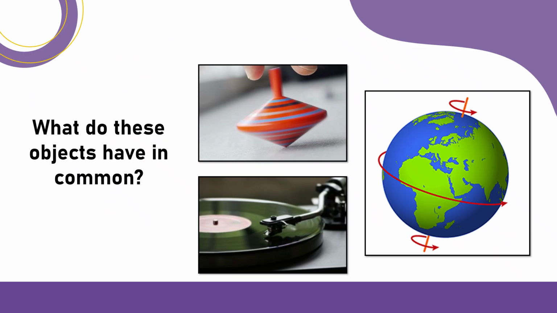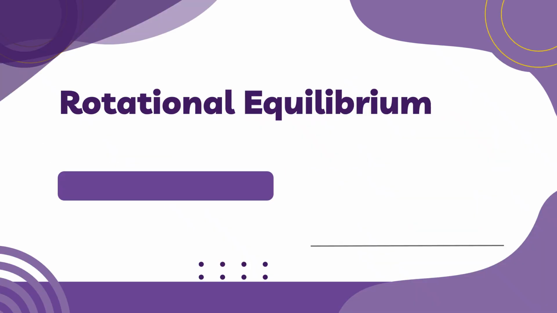Let's start with a simple question. What do these objects have in common? They may look different at first, but if you observe closely, all of them are rotating or revolving in some way. Some spin around themselves while others move around a point outside of them. That's what this lesson is all about. Understanding how objects move in circles and what forces act on them.